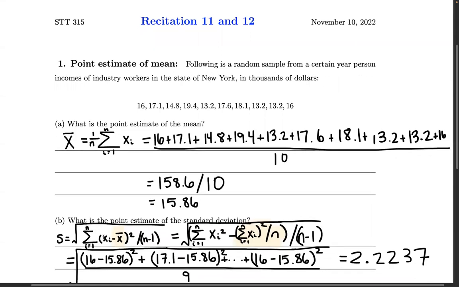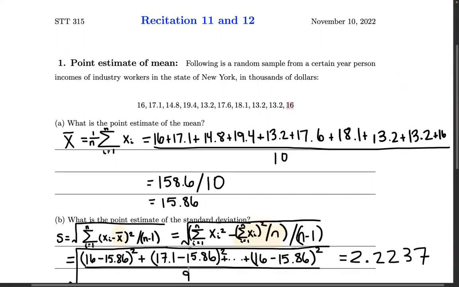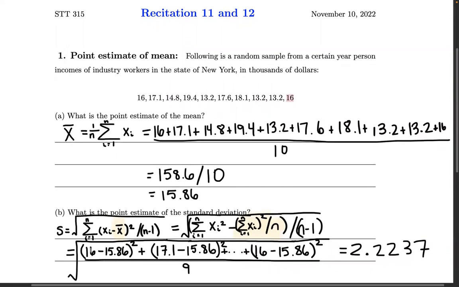So when you put in our numbers, first we'll do 16 minus 15.86, which is the mean, squared, plus 17.1, which is the next number in our sample, minus the mean, 15.86, squared, plus the next number in the sample, 14.8 minus the mean of 15.86 squared, and you're going to do that for every single number. The last number is 16 minus 15.86 squared. Divide that by 9, and then take the square root of the whole thing, and you'll get 2.2237.